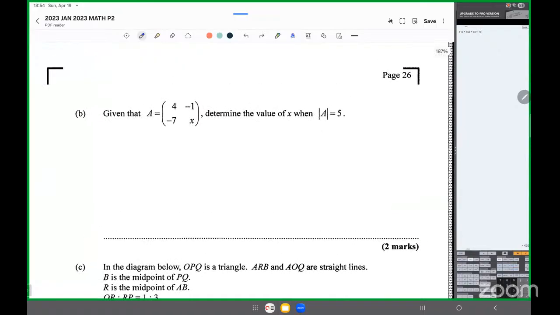So the determinant of A is equal to 5. What is the determinant? It is this product minus this product. So this product is 4 times x, which is 4x, minus this product, negative 1 times negative 7. Negative times negative is positive 7. So you're subtracting a 7. That's equal to 5. You're solving for x.